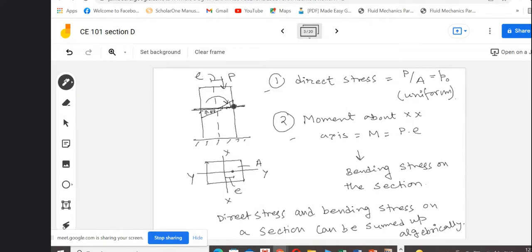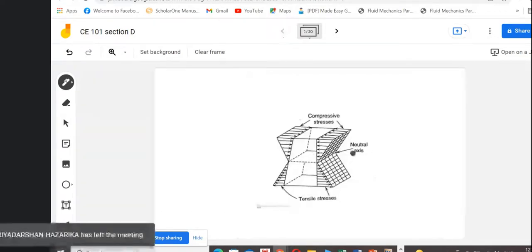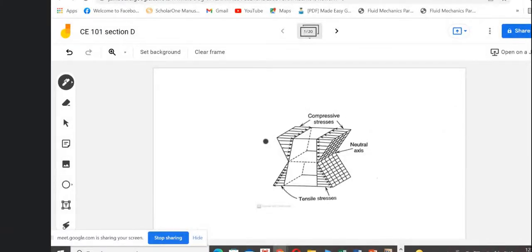Why are this compressive and tensile coming due to the bending part? Let me go back to here. If you remember this plot, this is the bending of the beam, right?